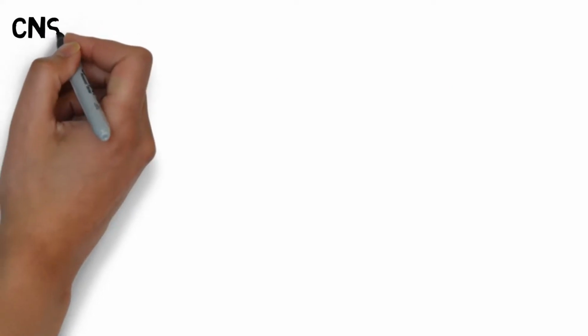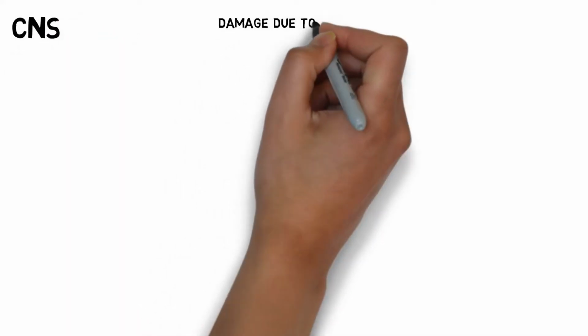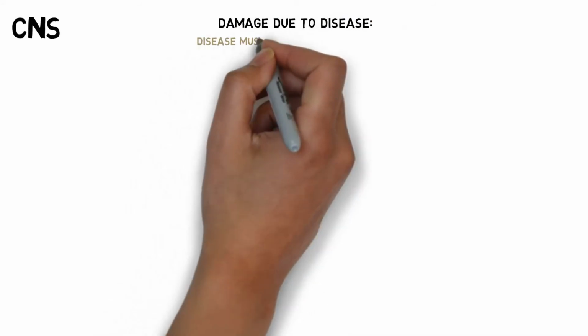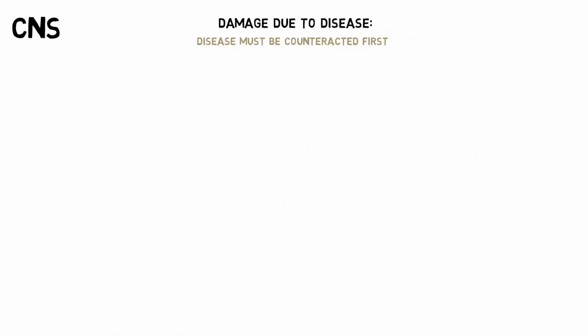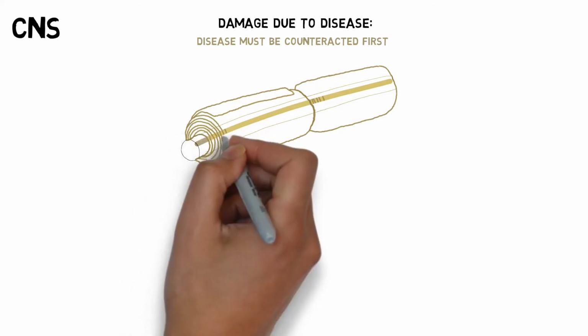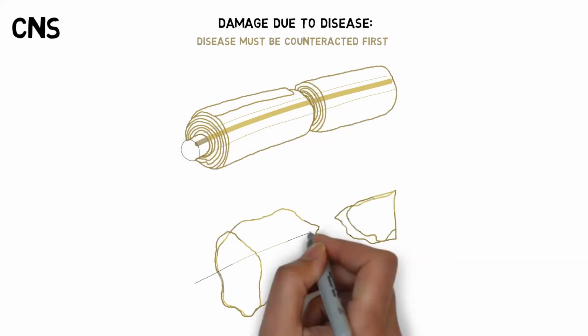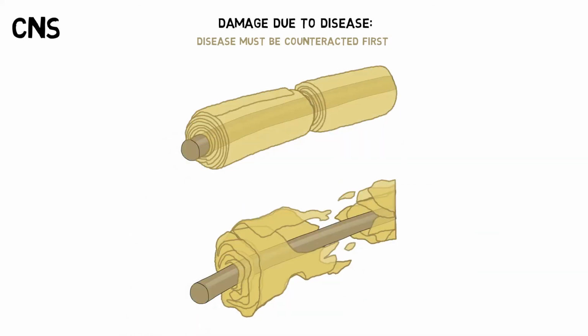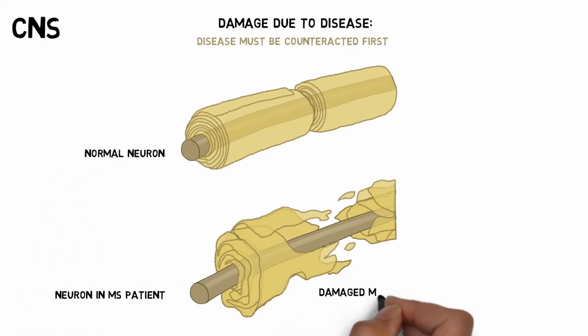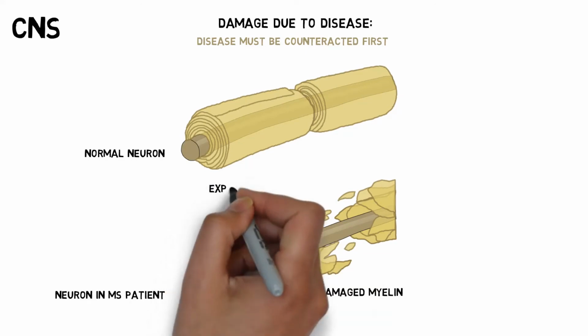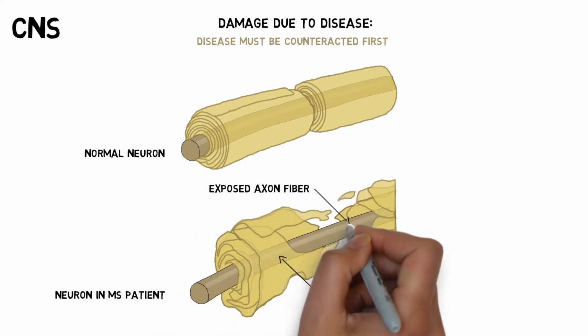Repair of myelin in the central nervous system is somewhat more difficult. If this is due to a disease process, the disease must be counteracted first before the axons can heal. In demyelinating diseases, the myelin in the central nervous system starts to break down, affecting the neuron's ability to send its signal. The location in the brain where this is happening will depend on the symptoms this process presents.